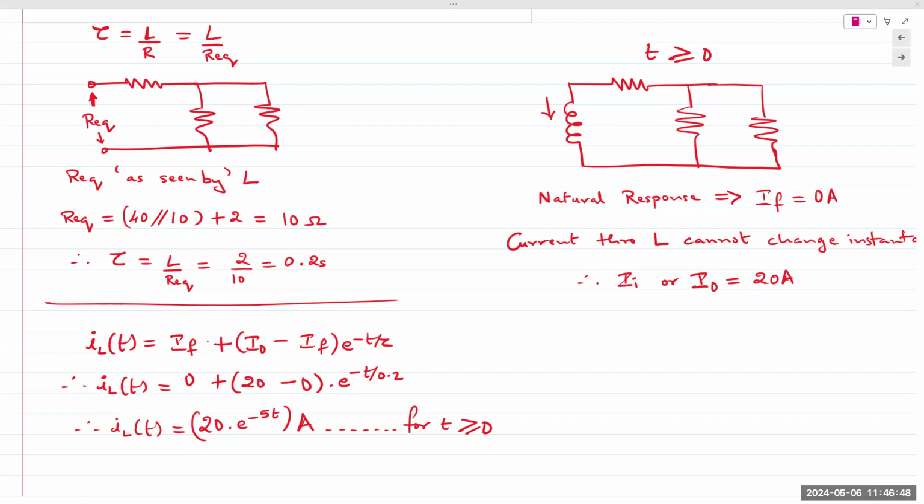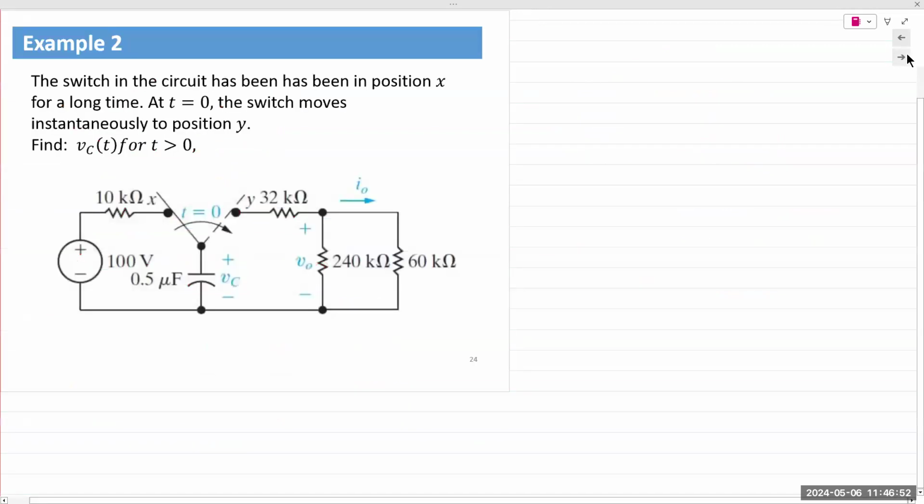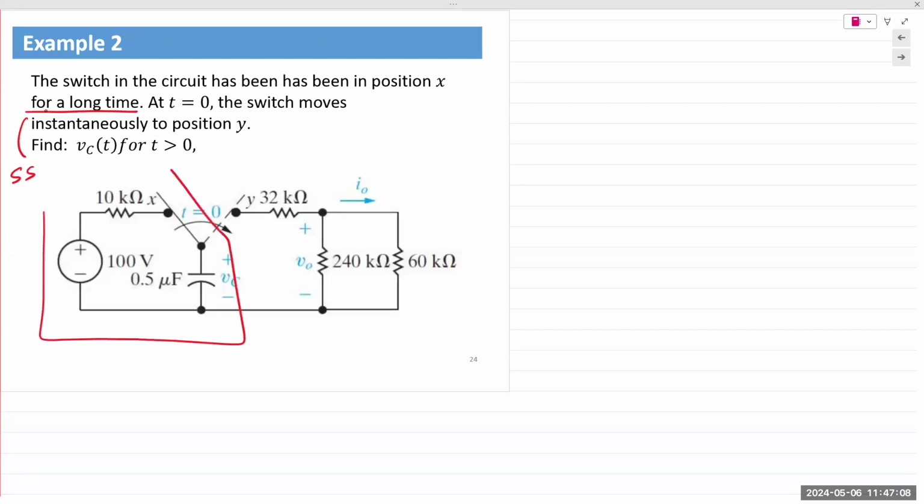Okay, let's see example 2. Similar to example 1, but this time we look at a capacitor, so it's a voltage equation. The switch has been in position X for a long time. Long time means it is steady state. X is on the left, meaning the capacitor is connected to the voltage source, 100 volts.